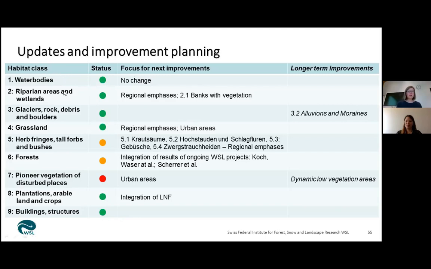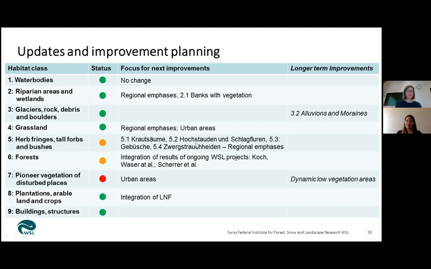We think the riparian area and grassland areas have been modelled quite well, but there will be certain regions where we need to have a little bit more emphasis. With the riparian banks with vegetation on them, we also need some improvements there. In class 5, we feel like the shrub forests are modelled quite well. The herbaceous areas, the Kreuzheimer, we decided in the end to leave out because we weren't able to model them very well at all. So that's something we really need to concentrate on for improvements in the next step.